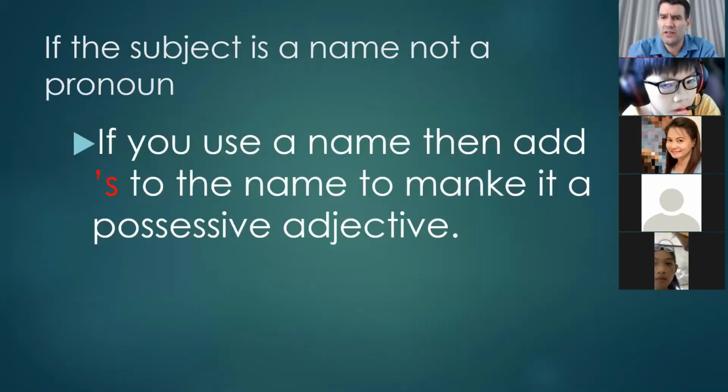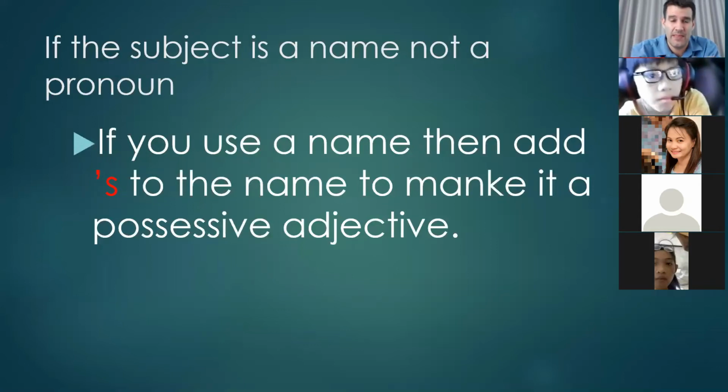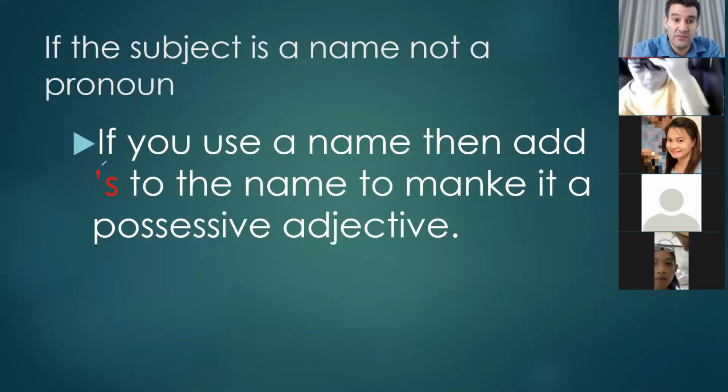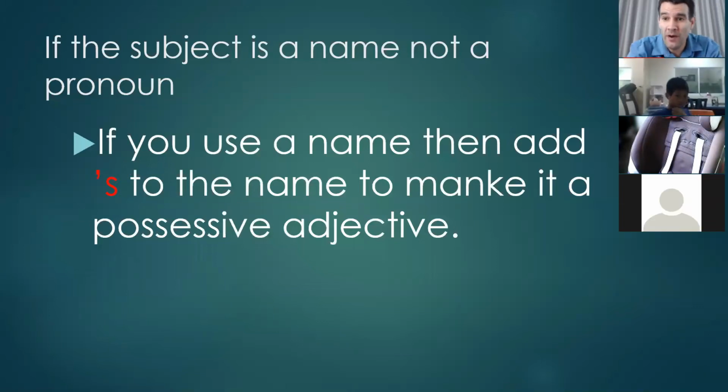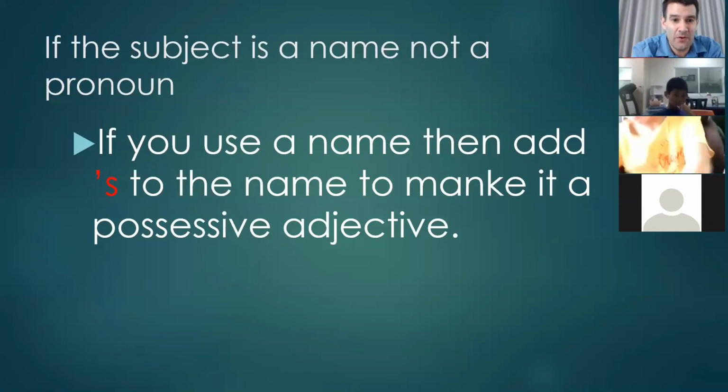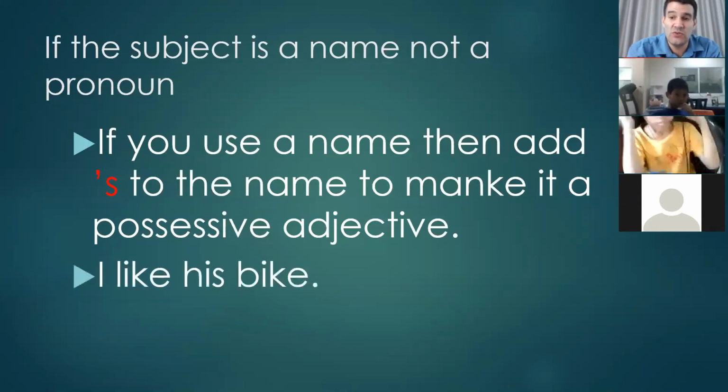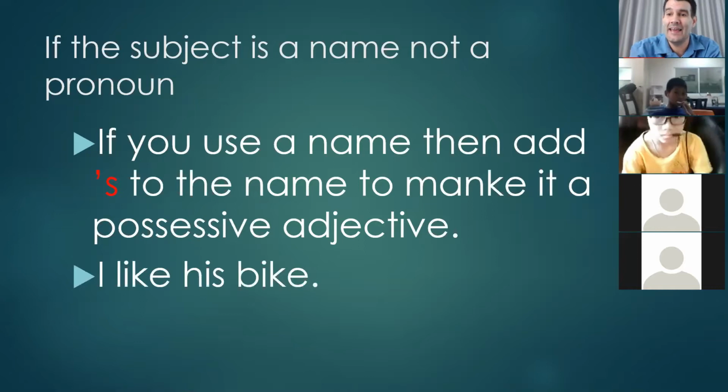So I will just go through a little bit more. But what if the subject is not a pronoun? Somebody's name. Then you will use an apostrophe S. You will add that red apostrophe and red S. So you will add this to a person's name. So I will show you an example. One student is named Om. I will use Om as an example. So you can say, I like his bike.